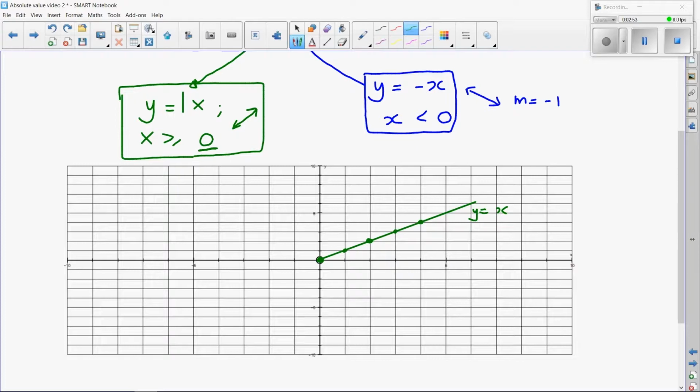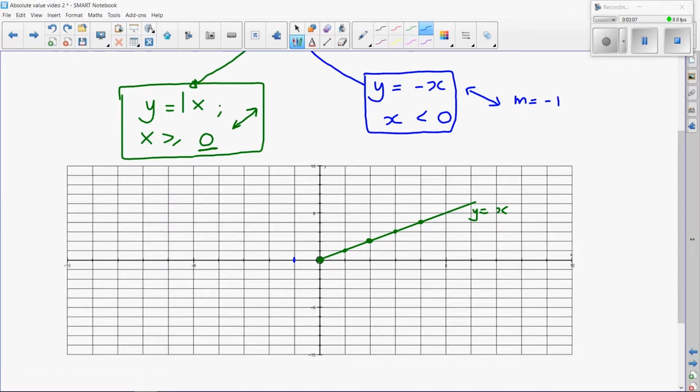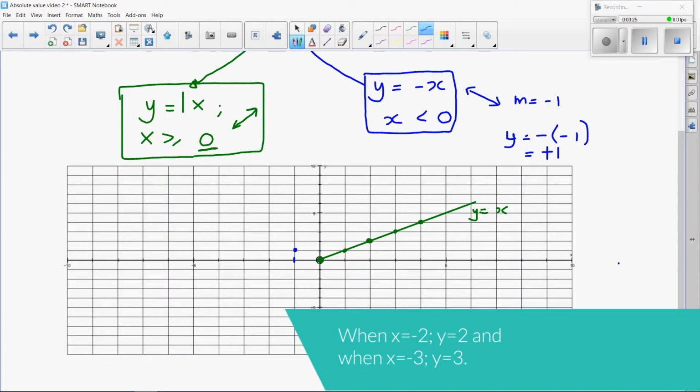Now we're ready to draw the next part of our graph, which is y equals negative x. So I'm going to substitute negative x values. So the first x value that I'm going to substitute is the number negative 1. So when I substitute negative 1, I will have y equals minus negative 1 because I'm drawing the graph of y equals negative x. So that gives me the y value is positive 1. So when x is negative 1, y is positive 1.